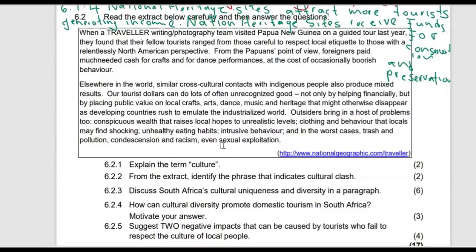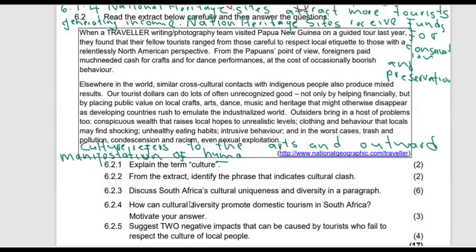Explain the term culture. All right, the term culture refers to the arts and to the outward manifestation of human intellectual achievement. That is what is known as culture.